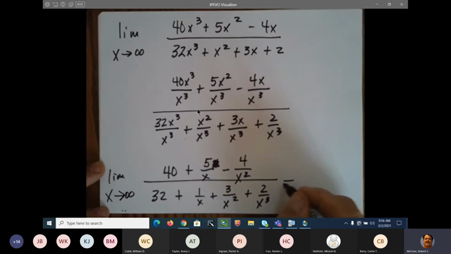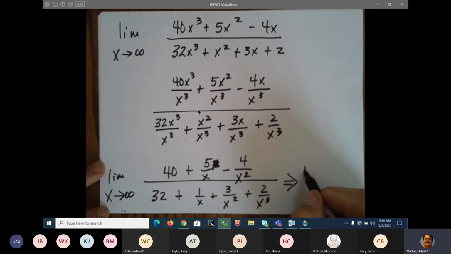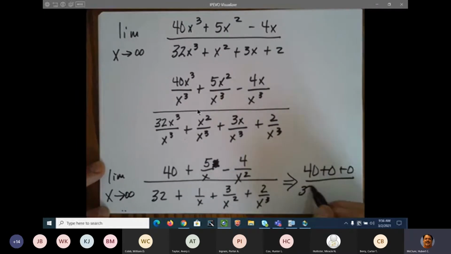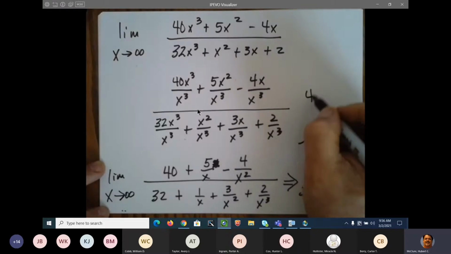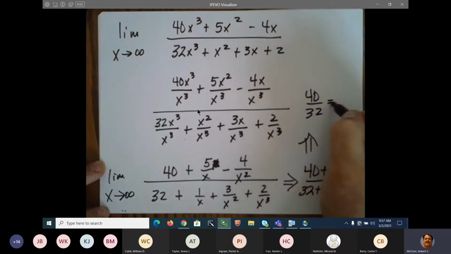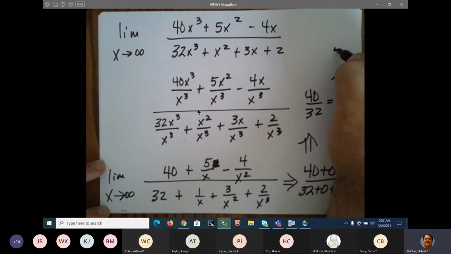That's going to give me 40 plus 0 plus 0 over 32 plus 0 plus 0 plus 0, which is 40 over 32, which is equal to what? Let's see, 4 will go in there 10 times and there 8 times, and that's going to be 5 over 4. Y'all check my math.